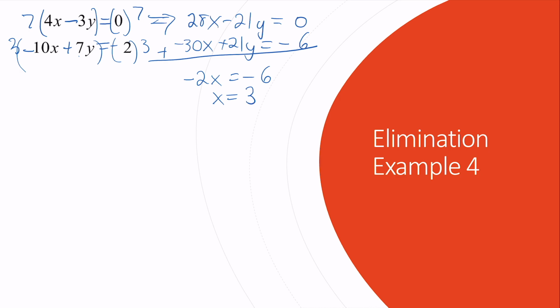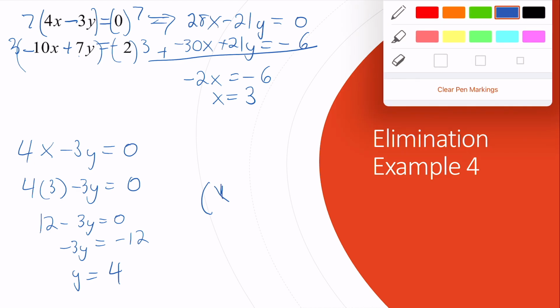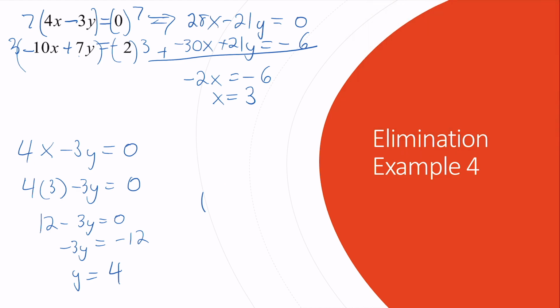I can substitute that into either equation. I'm going to pick the top one because it's just a habit. 4 times x minus 3y is 0. 4 times 3 minus 3y is 0. 12 minus 3y is 0. I move my constant to the other side and find that y is 4. So the solution is when x is 3, y is 4.